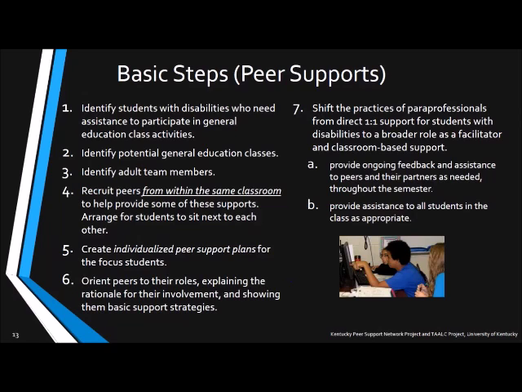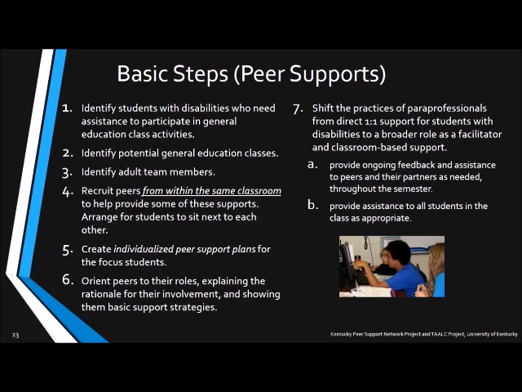There's another step, we're not going to go into it today, but orienting the peers to their role. So what does it mean to be part of a peer support arrangement? What does it mean for me to support my friend sitting next to me, or for me to receive support from my friend? But also being informed about each other, understanding how each of us learn, how each of us communicate, helps us to understand how we can support each other.